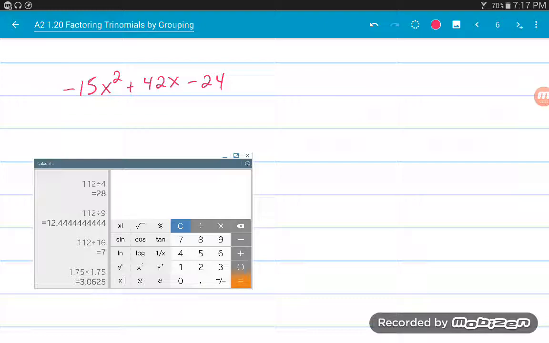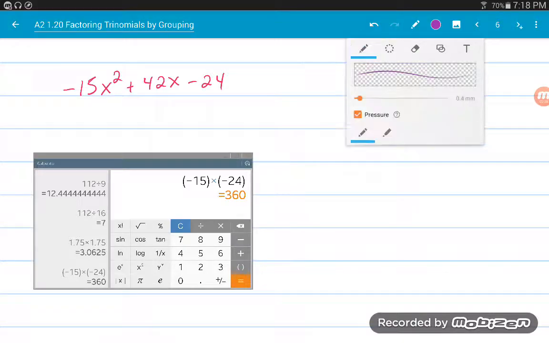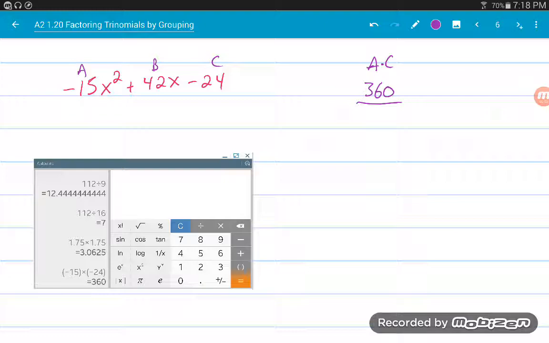So here's what I'm going to do. I'm going to do negative 15 times negative 24. That's a times c, and that gets me, let me switch the pen tool. So this was a, this was b, this was c. When I multiplied a times c, I get 360. So the question now is, what are the factors of 360? What are the factors? So I'm going to start listing them.